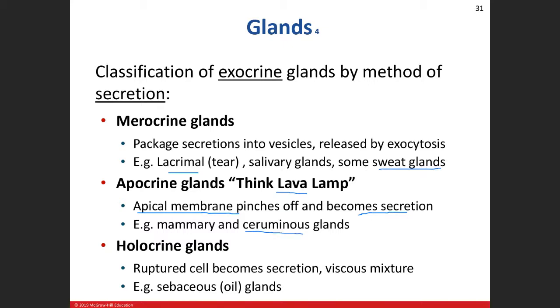Ceruminous glands, that's the glands in your earwax, cerumen. Mammary glands also. That's why breast milk is a little bit thicker, not just because of the secretions of the milk, but there's a high fat content also. Part of that comes from that apical membrane because remember, what is in our plasma membranes? Phospholipids. We also have some cholesterols and some proteins and whatnot.